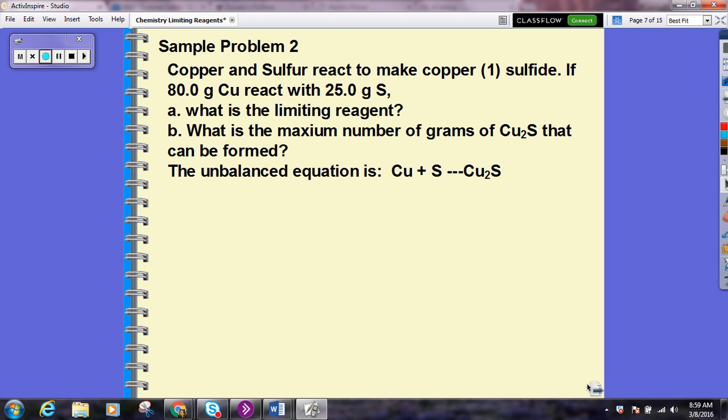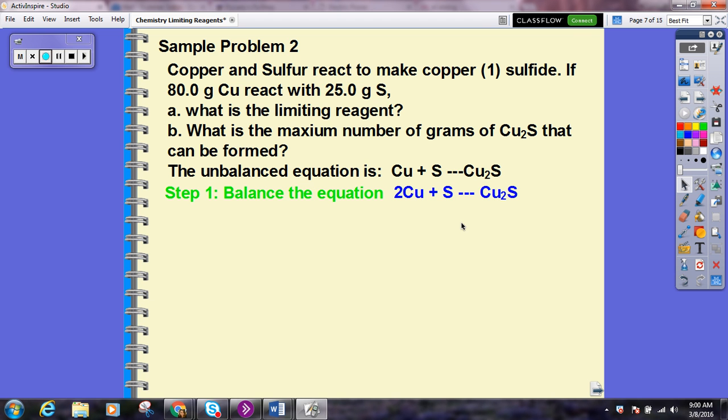So this particular problem: copper and sulfur react to make copper(I) sulfide. If 80 grams of copper react with 25 grams of sulfur, we need to know what the limiting reagent is and the maximum number of grams of copper(I) sulfide that can be formed. Remember, we're in grams. Our unbalanced equation needs to be balanced in moles. So let's balance that equation, which happens to be 2 copper plus 1 sulfur equals copper(I) sulfide.